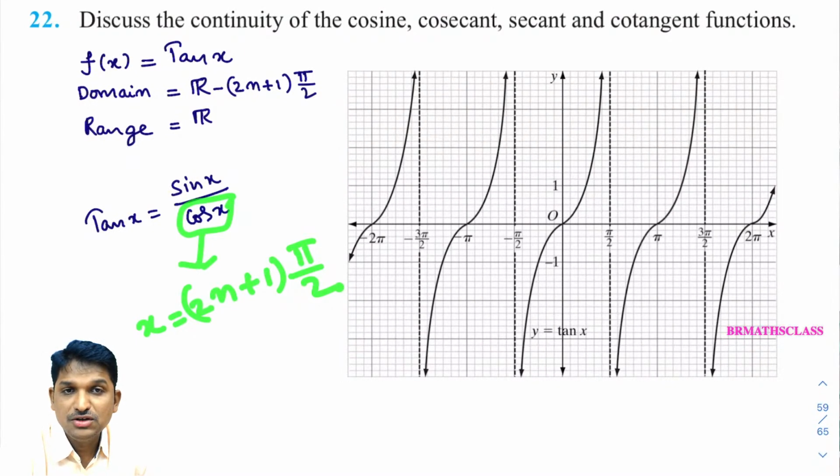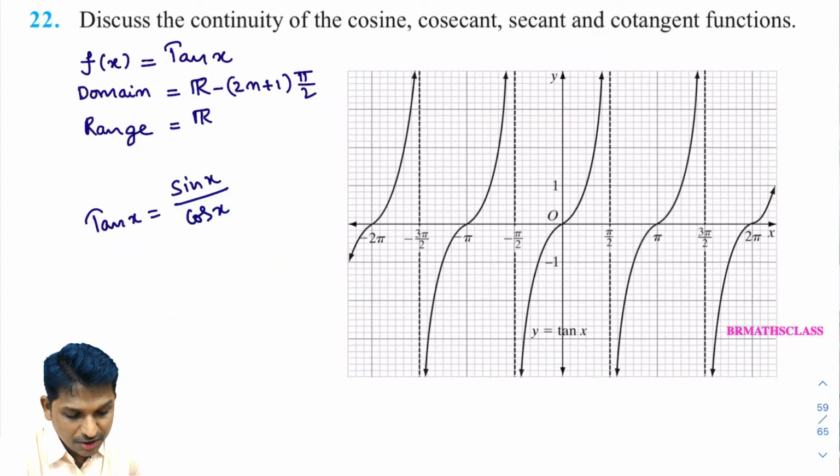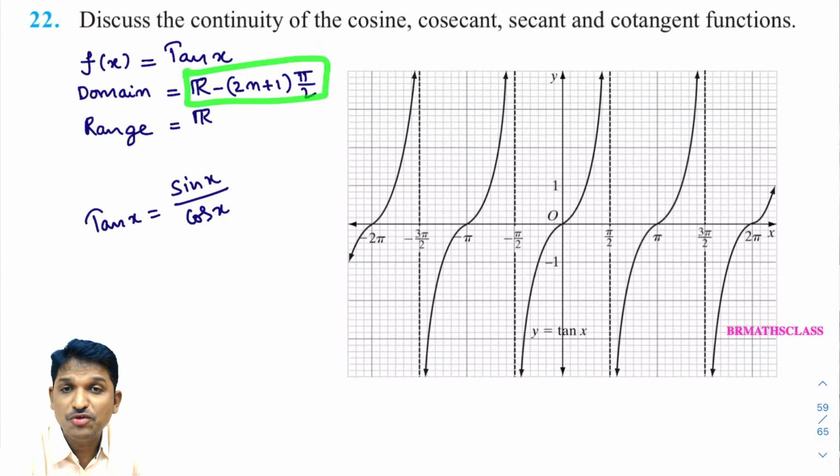Cos 5 pi by 2 value is what? Cos 5 pi by 2 value is 0. Whenever cos x is 0, in that case, tan x is not defined. So, what is the domain of this function? Domain of this function is all real numbers except odd multiples of pi by 2.